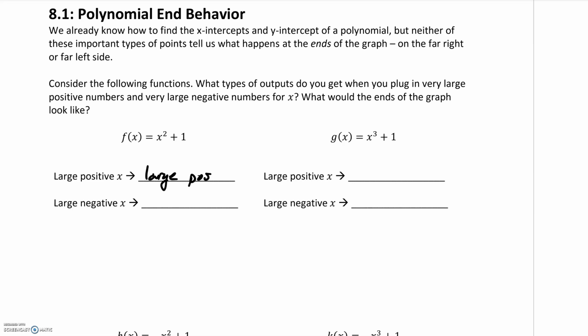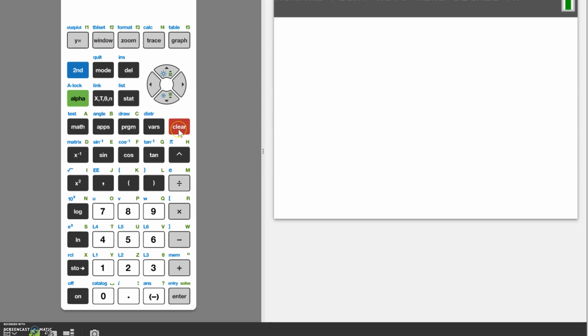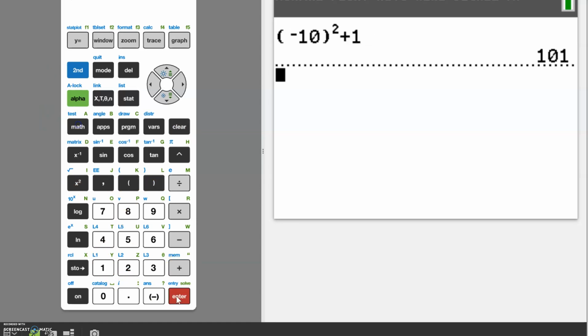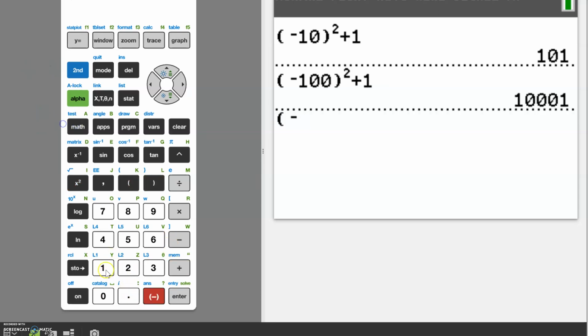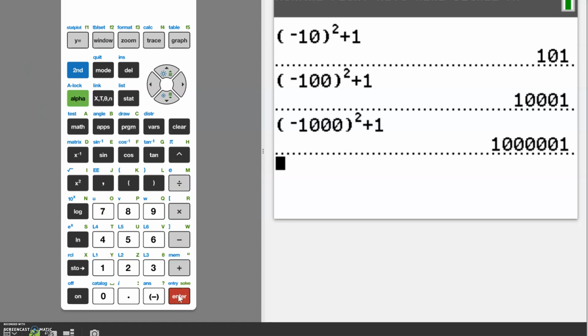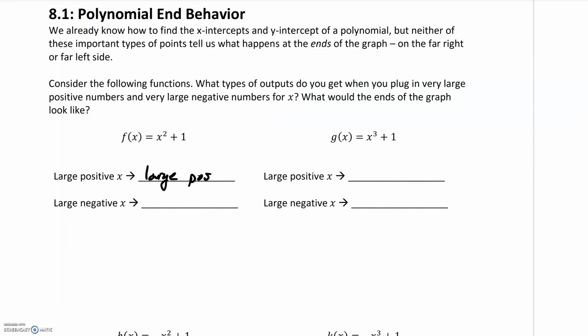Now let's see what happens when I put in very, very large negative values. So if I put in negative 10, and square it and add 1, I get the same thing as if it was positive 10. If I put in negative 100 and square it and add 1, or if I put in negative 1,000 and square it and then add 1, look what's happening. I'm again getting bigger and bigger and bigger positive outputs. So I'm going to get large positive outputs.